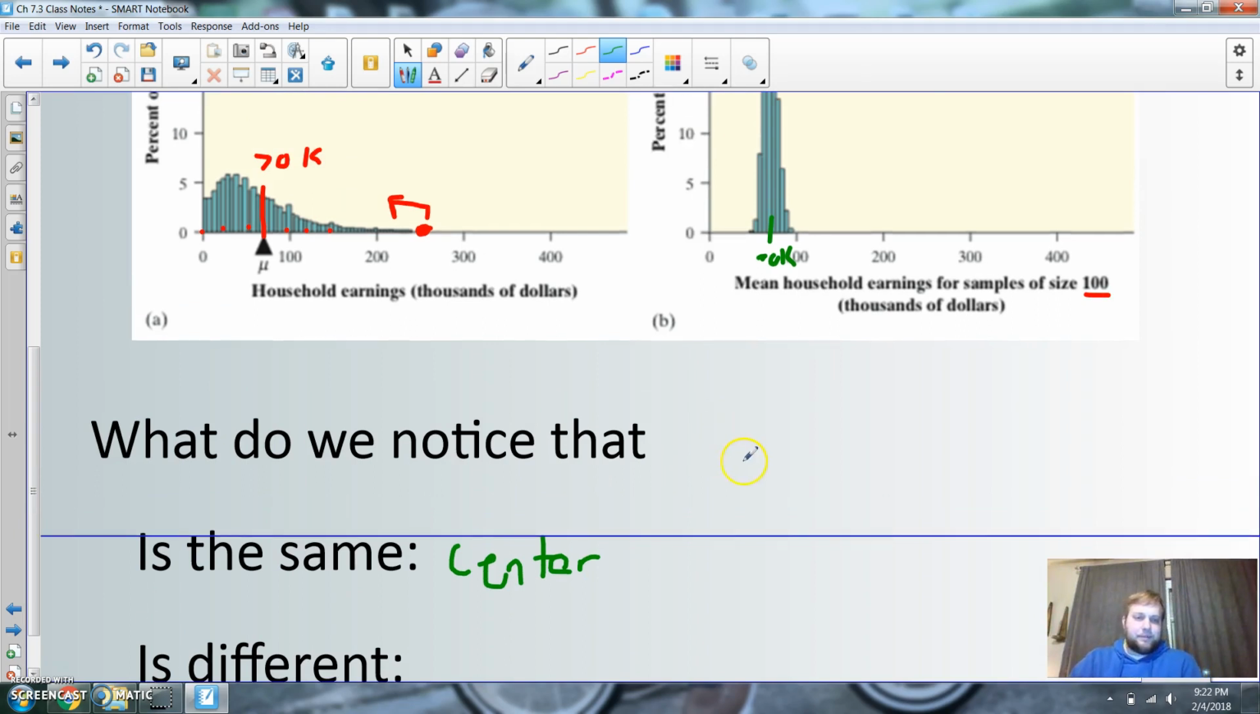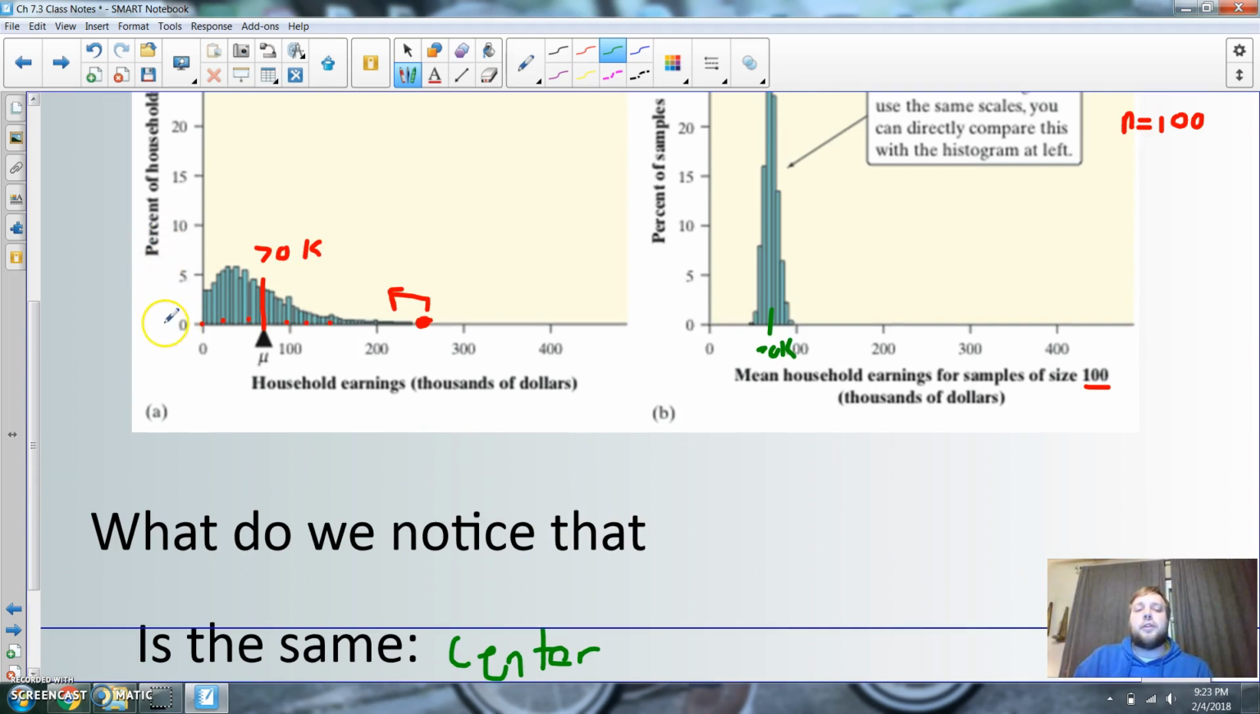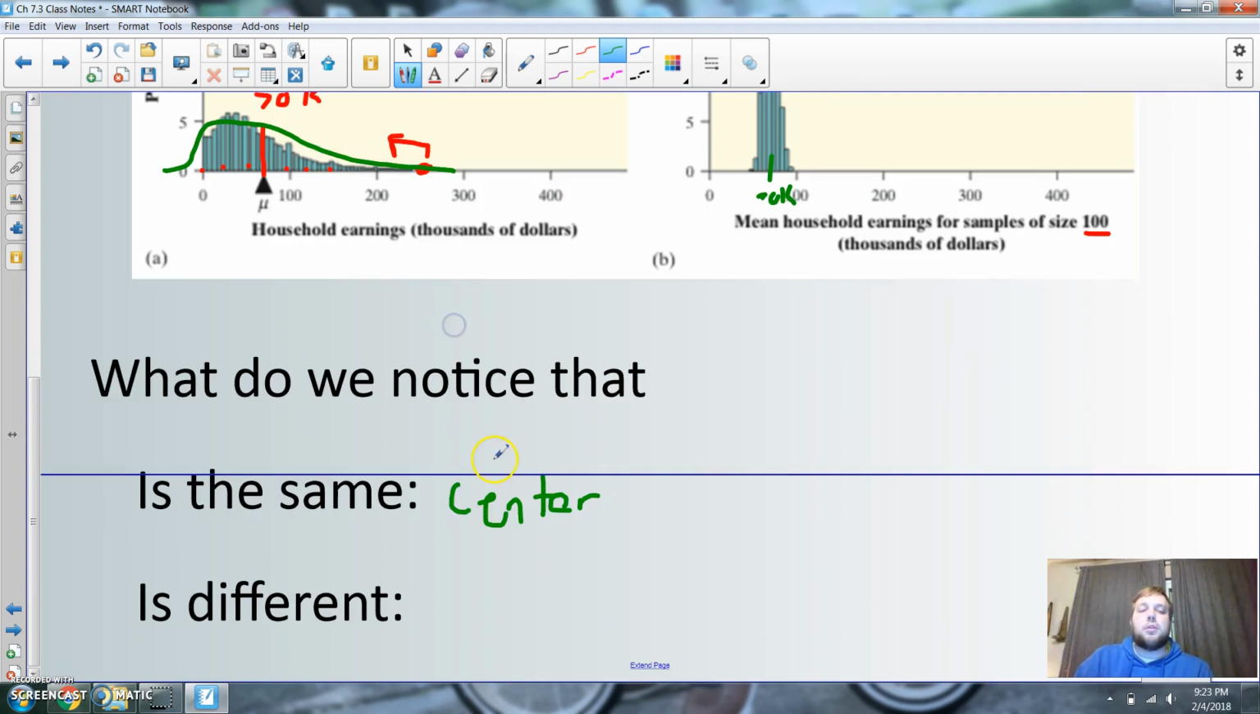Okay, shape. Is the shape the same? Ooh, no, because notice this thing's skewed right here. That baby's skewed. So I would say the shape is not the same.